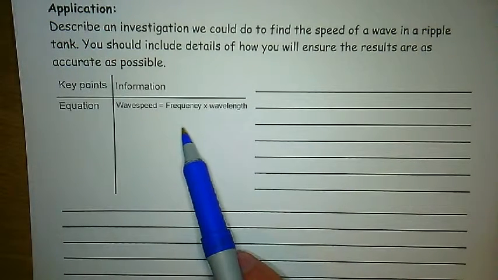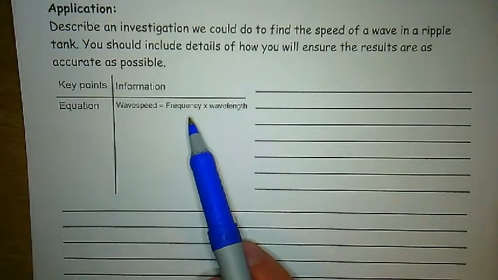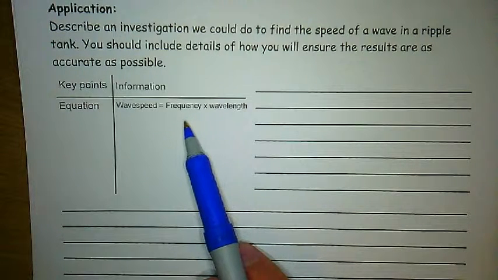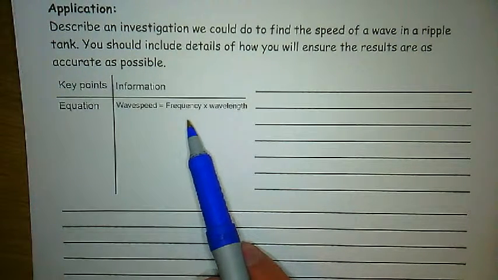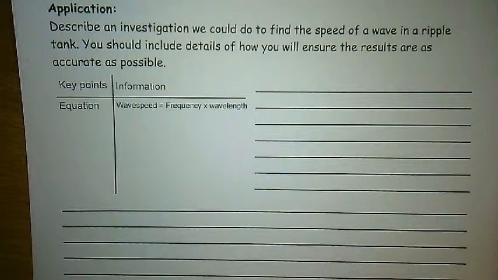How are you going to make it accurate when you're finding the frequency? Because it's how many times per second. Is it sensible to count how many waves in 1 second? Are you going to be able to count more than one of something in 1 second accurately? Okay, how are you going to improve on that? How are you going to make that better?